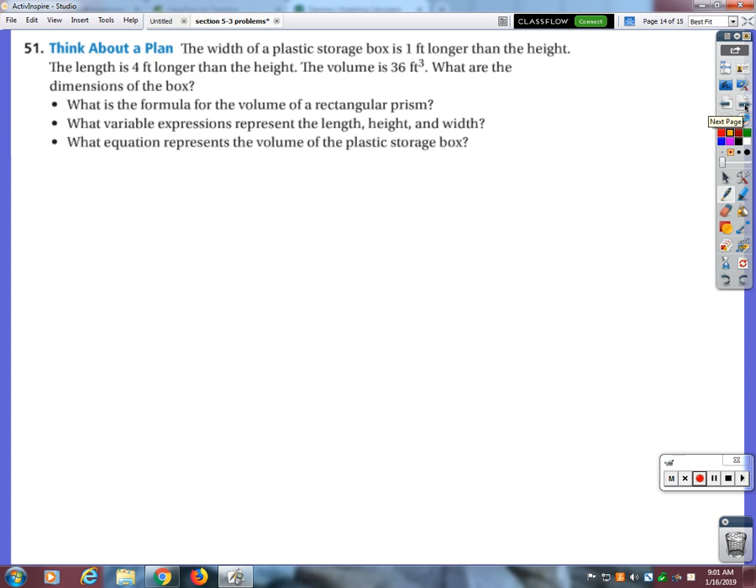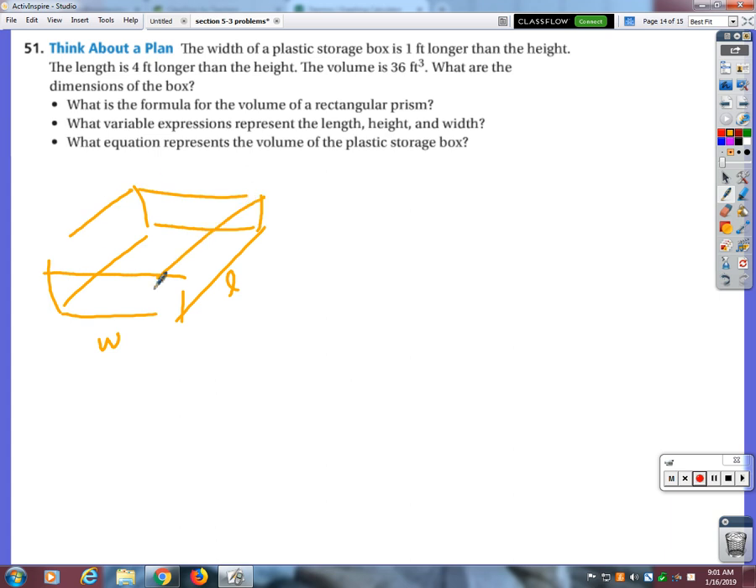All right, we'll finish with a little word problem here. The width of a plastic storage box is 1 foot longer than the height. Well, we got width, length, and height. The width is 1 foot longer than the height. The length is 4 feet longer than the height. And the volume is 36 cubic feet. What are the dimensions of the box?